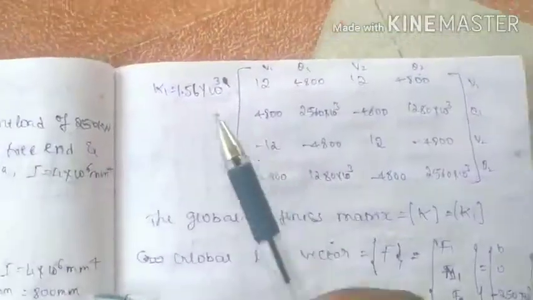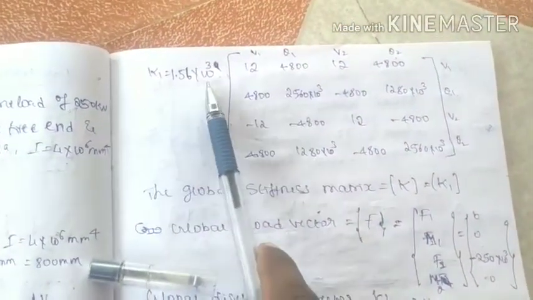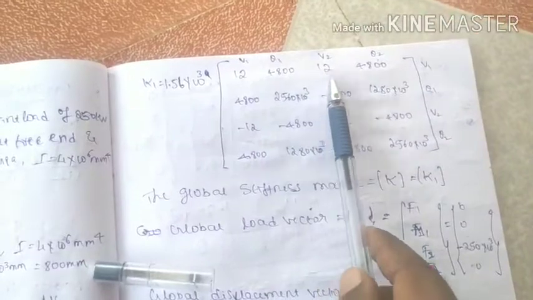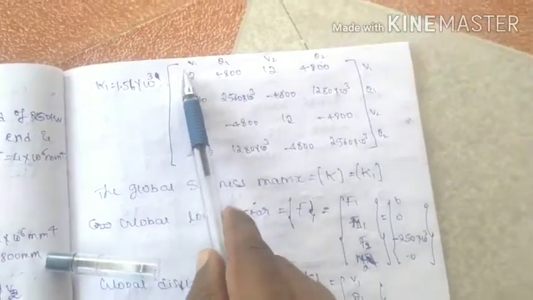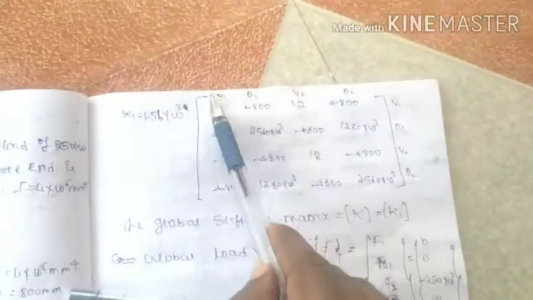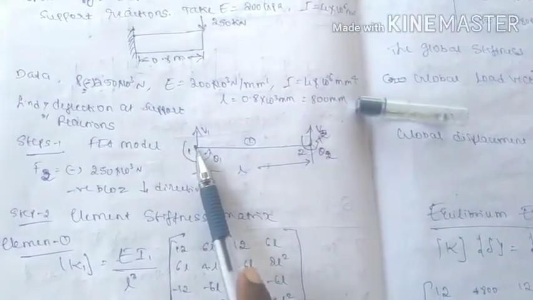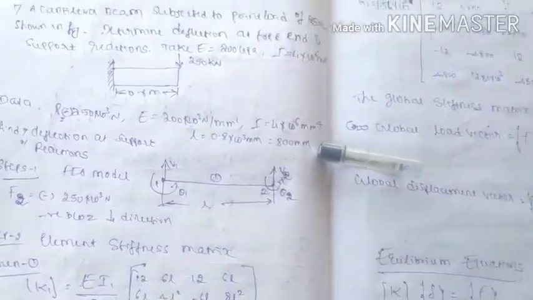Then when you substitute, you will get here 1.56 into 10 raised to 3 into 12, 6 into 800 becomes 4800, 12, 4800, 4800 and so on. So this is V1 corresponding to the first node. So this is V1 theta 1, V2 theta 2. Similarly here V1 theta 1, V2 theta 2. So each node has 2 degrees of freedom, V1 theta 1 and here V2 theta 2.